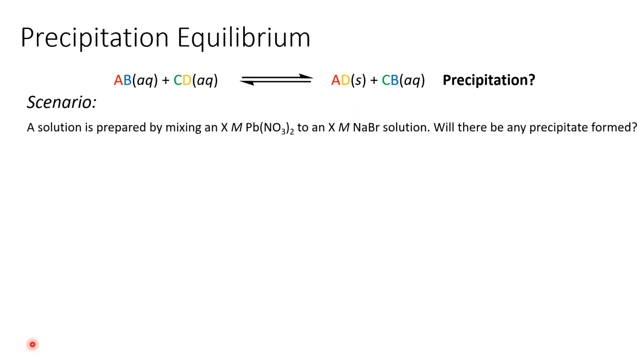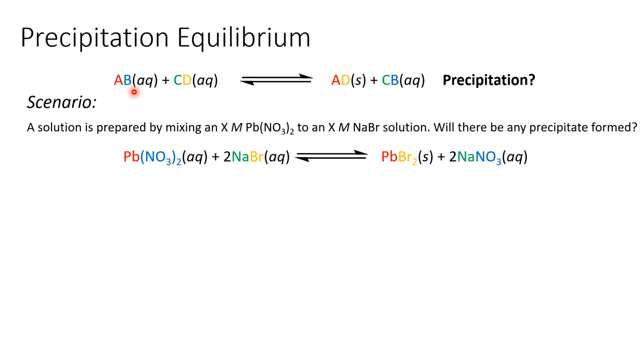Imagine I have an example, or a scenario if you will, of a solution that is prepared by mixing X molar of lead nitrate. That's just your one ionic compound. And imagine I got some X molarity, some concentration of sodium bromide. You guys know from the solubility rules that these are both soluble. They're going to break up into their respective constituent ions. Will there be any precipitate formed? Well, let's take a look.